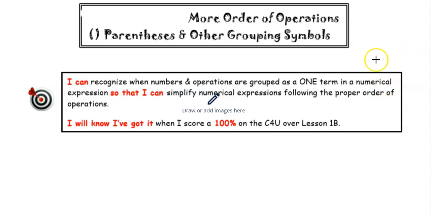So in this lesson, we're going to continue with order of operations. We're going to do more of them, but today they will involve parentheses and other grouping symbols in our numerical expressions. In the learning target, I can recognize when numbers and operations are grouped as one term in a numerical expression so that I can simplify those expressions following the proper order of operations. You know I got it when I score 100% on the assignment following the lesson.